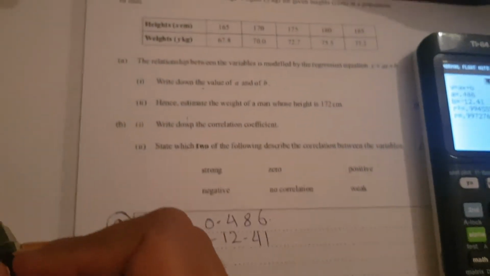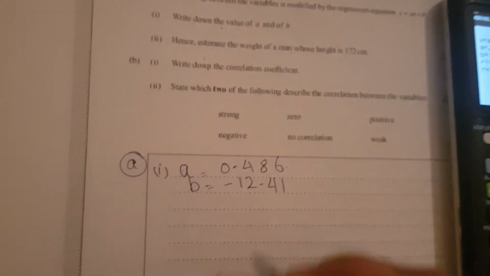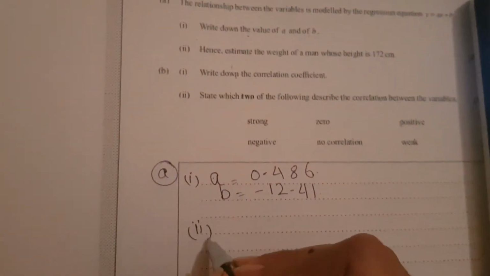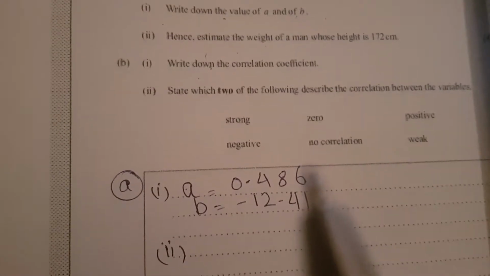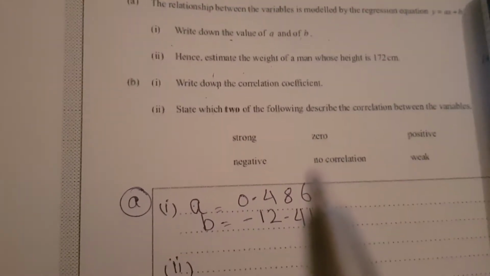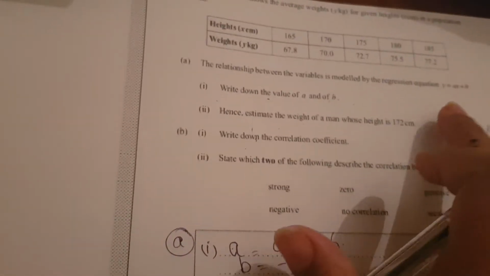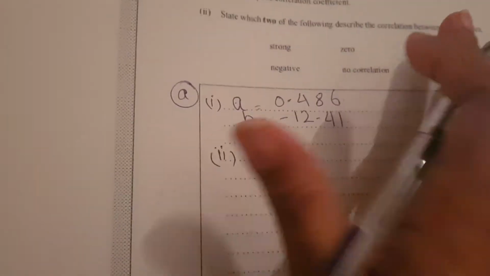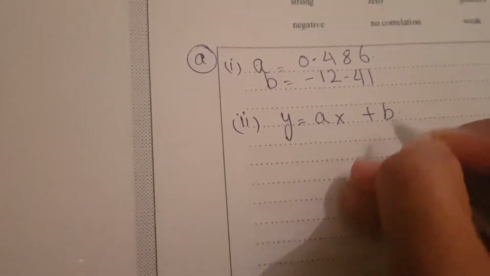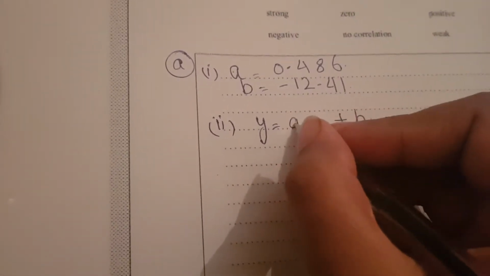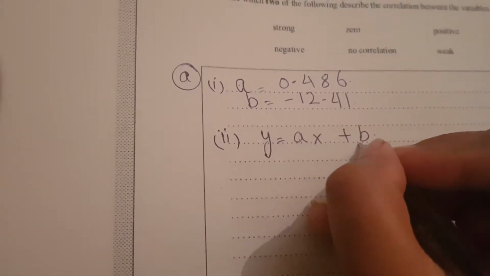Okay. Now let's see what A2 is. Hence, estimate the weight of a man whose height is 172 centimeters. You will use the regression line equation, which is this one. Y equals ax plus b. Y equals ax plus b. You know the value of a. You know the value of b. And x is given. What is x?